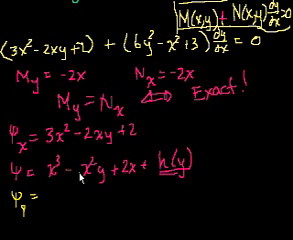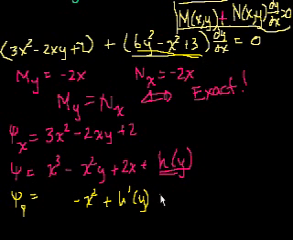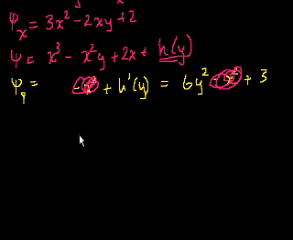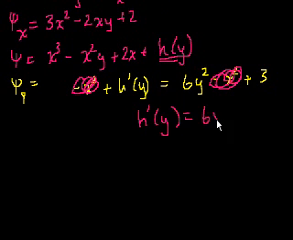So the partial of xi with respect to y, this is 0. This is minus x squared. This is 0. Plus h prime of y is going to be equal to what? That's going to be equal to our N of x and y. So that's going to be equal to 6y squared minus x squared plus 3. Can add x squared to both sides to get rid of this and this. And then we're left with h prime of y is equal to 6y squared plus 3.